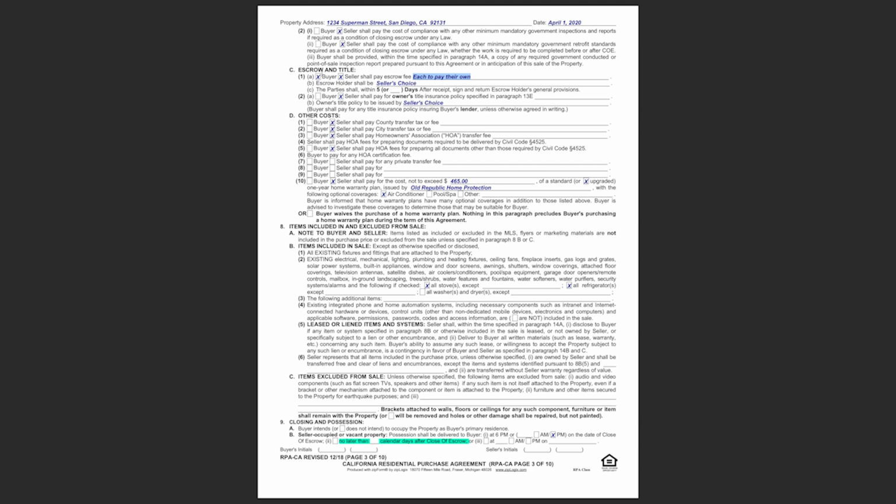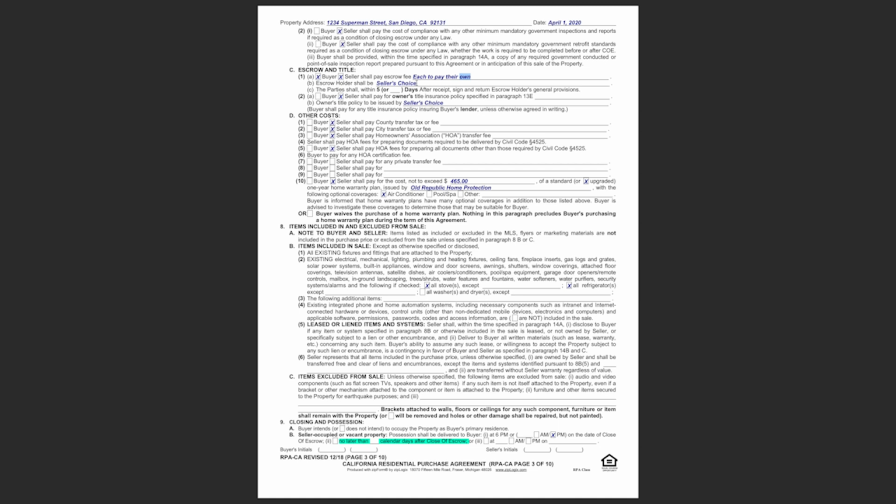Frequently, I see agents make the mistake of writing 50-50. What that means is that you're instructing escrow to get the buyer's totals plus the seller's total, combine them together, and split it in half 50-50. That is not the correct way to do that. So be sure that you're filling in each to pay their own. Now, the strongest offer is going to be written to seller's choice, meaning you have allowed the listing agent and the seller to choose who the escrow company is going to be in this scenario.